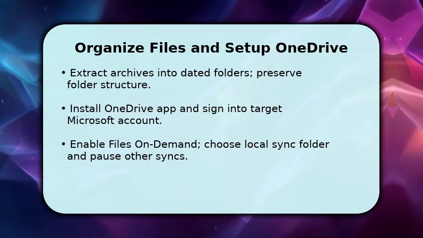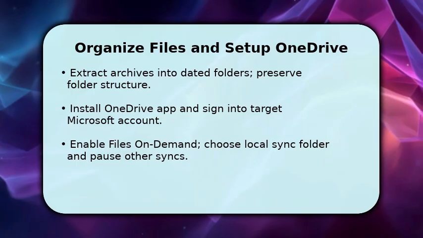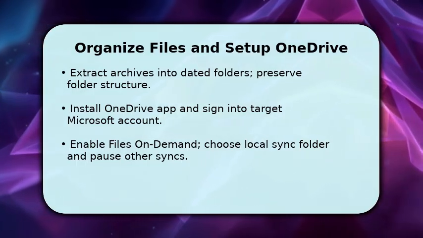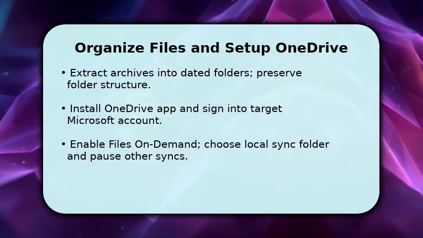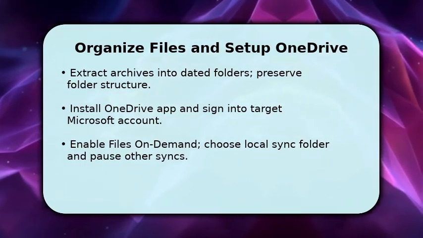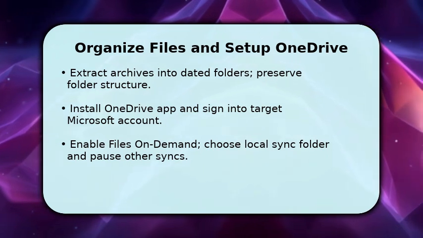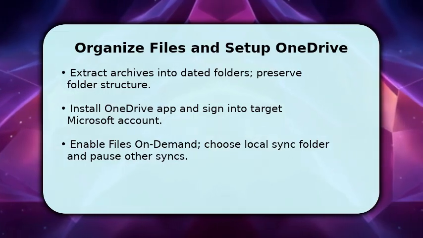Install the OneDrive desktop client and sign into the Microsoft account you want to sync to. Make sure Files on Demand is enabled to manage space. Then point OneDrive to a designated local sync folder, move your prepared photo folders into that folder, and let OneDrive index them. Make sure to pause any other heavy syncs so the upload uses full bandwidth and finishes reliably.